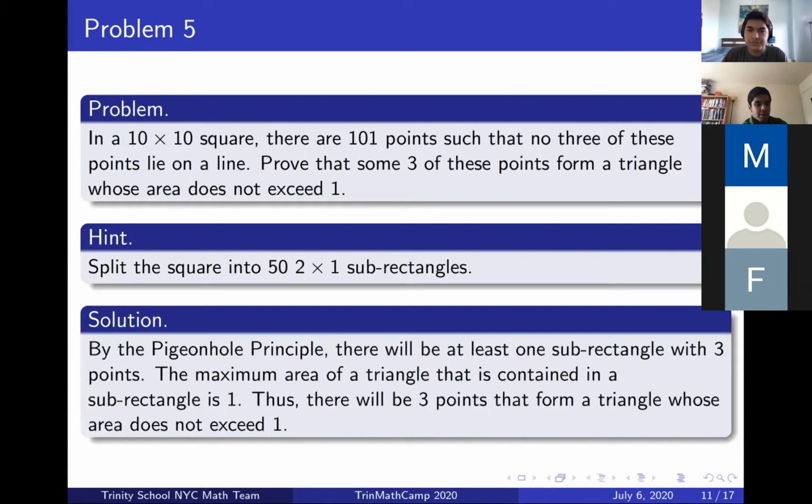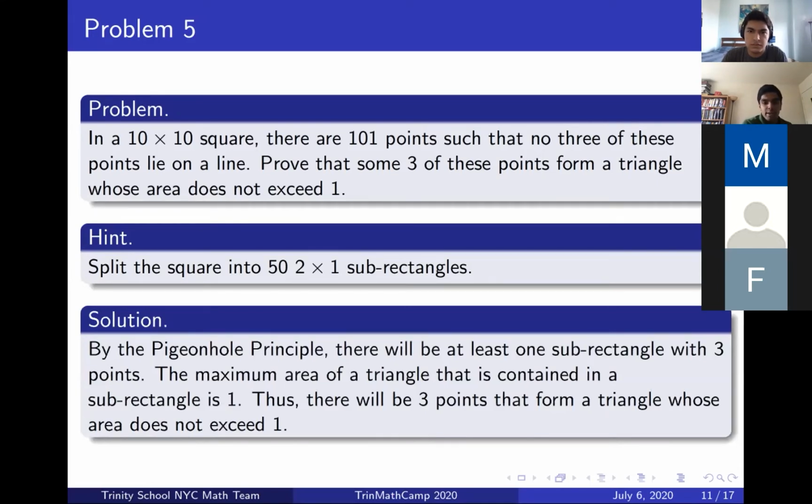And now you have to notice that the maximum area of a triangle that's contained in a subrectangle is 1. And so we first have to understand why this is the case. So we understand that the area of a triangle is given by base times height divided by 2, right?